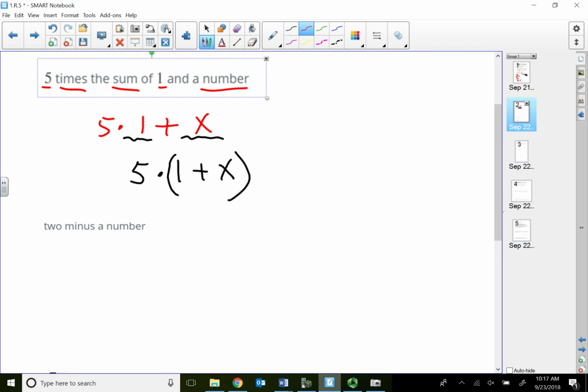All right. Translate word by word. 2 minus a number x. That's very straightforward: 2 minus x.